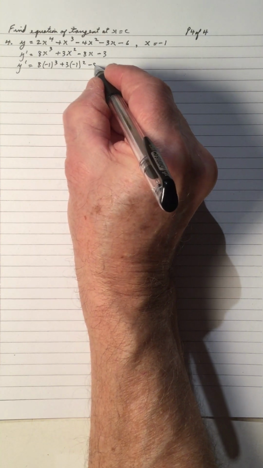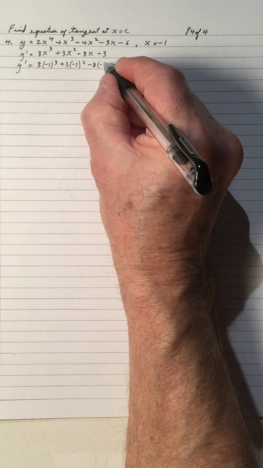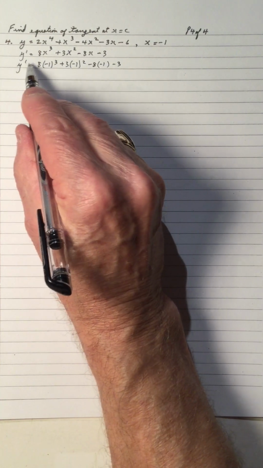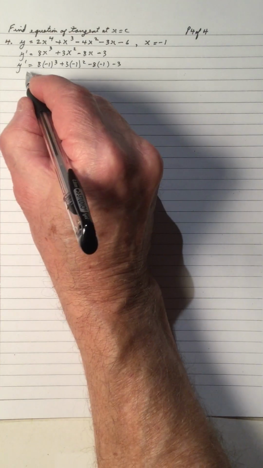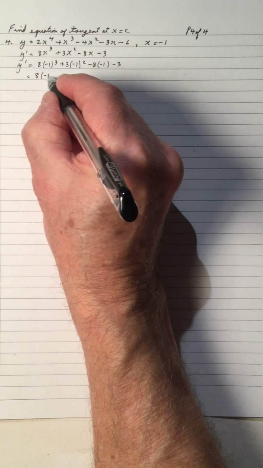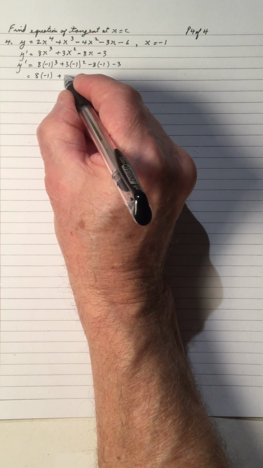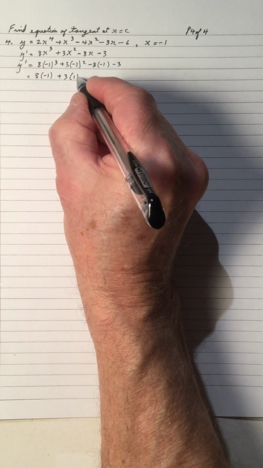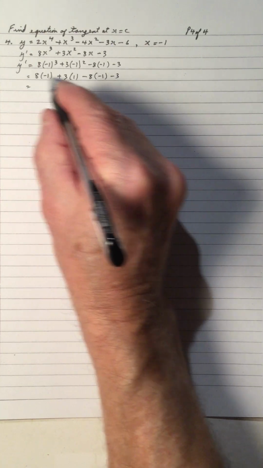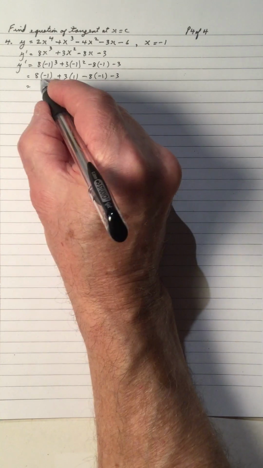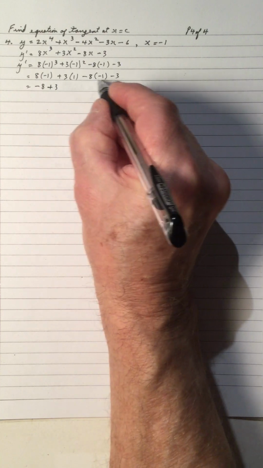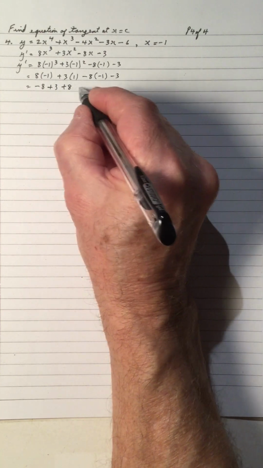So we put a -1 in the place of x to get the slope. Remember, the derivative is the slope of the tangent. Now we're finding the value of that slope of the tangent. And we do the powers first. -1 squared is 1. So I got the powers done. Now I'm going to do the multiplication from left to right. So that's -8. That's 3. And that's 8 minus 3.